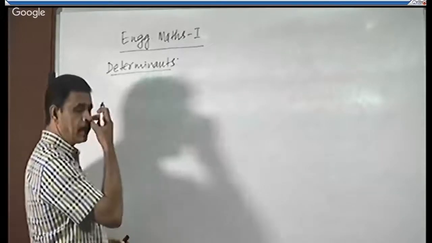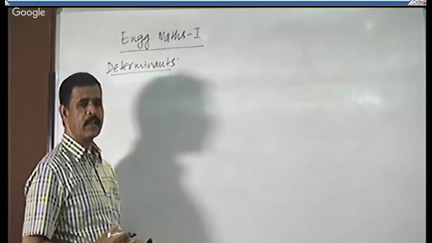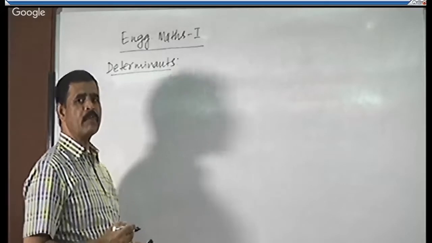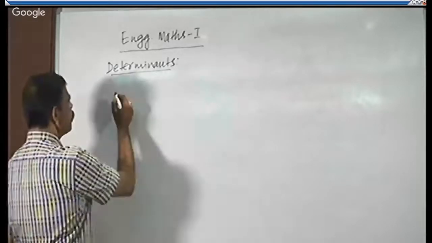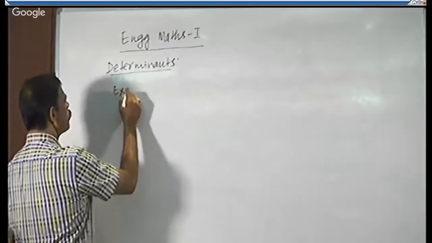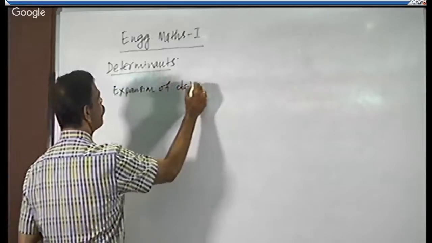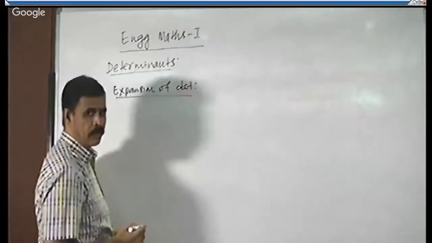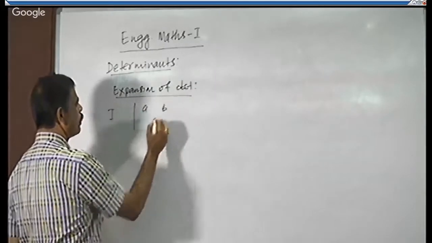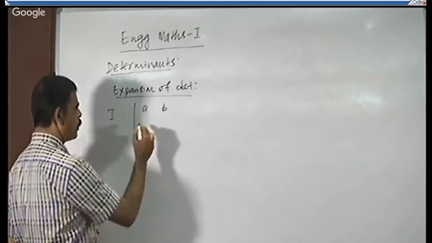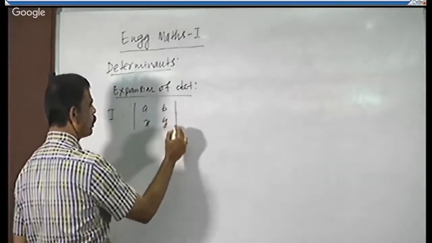As we know, the square arrangement of numbers taken in the form of rows and columns is called a determinant. Expansion of determinant. I will show you one or two examples here. Take a second order determinant: a, b is the first row, x, y is the second row.